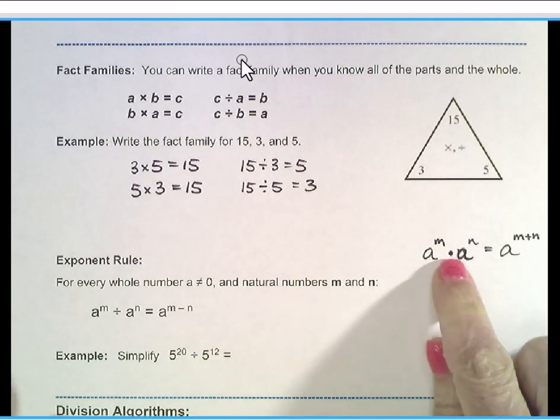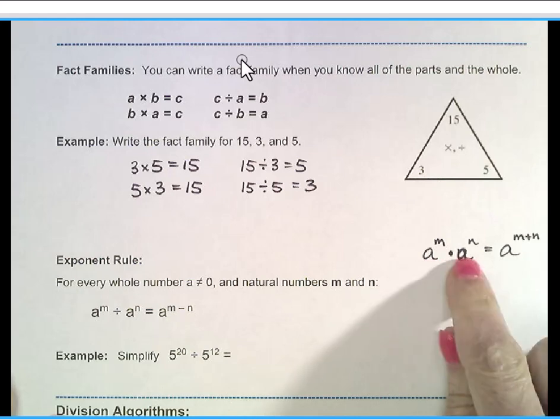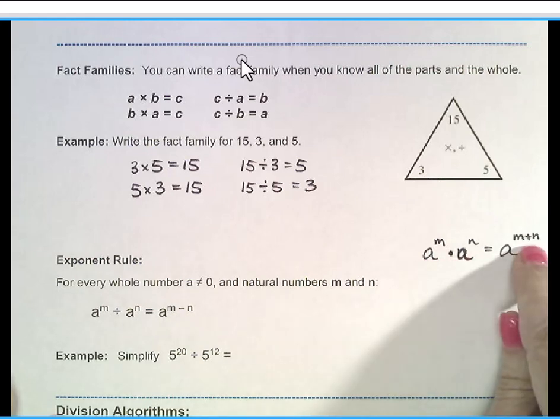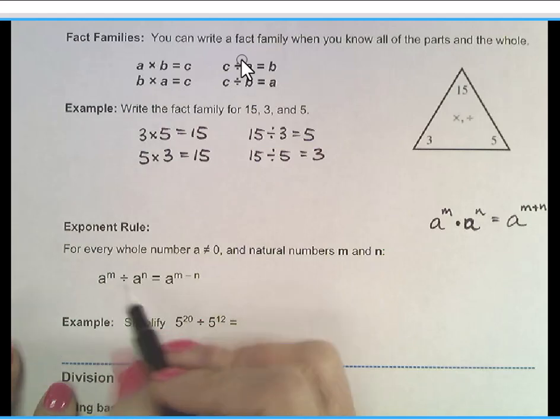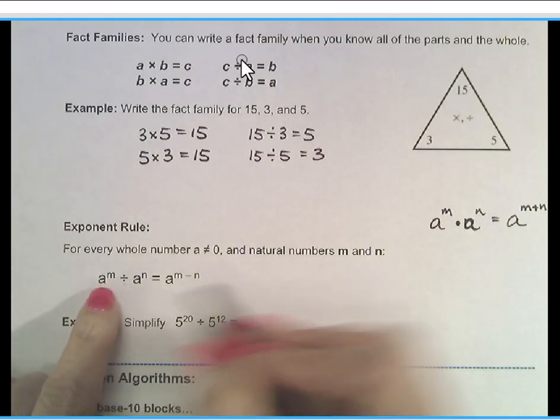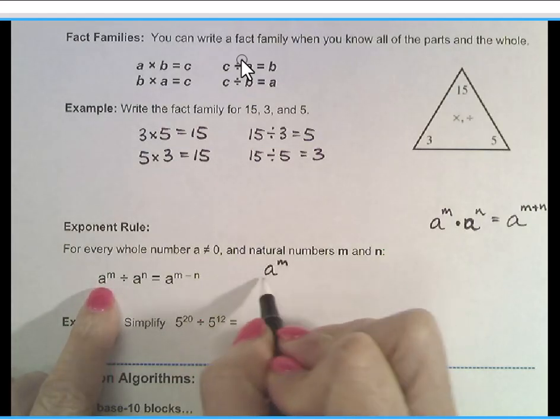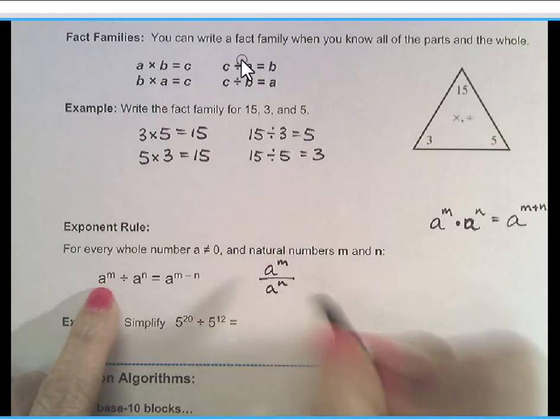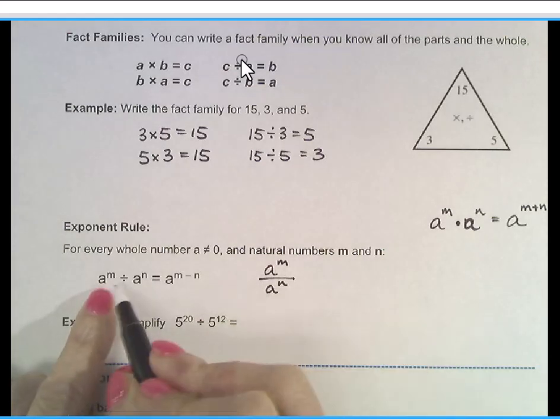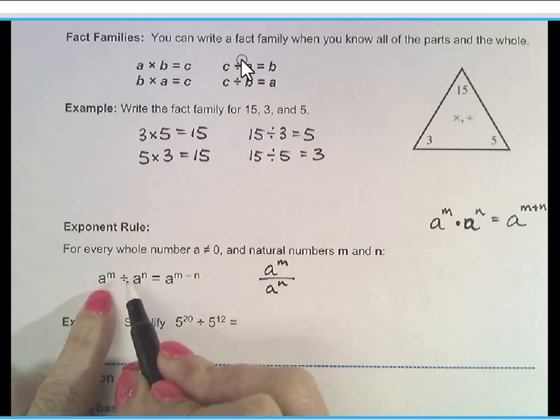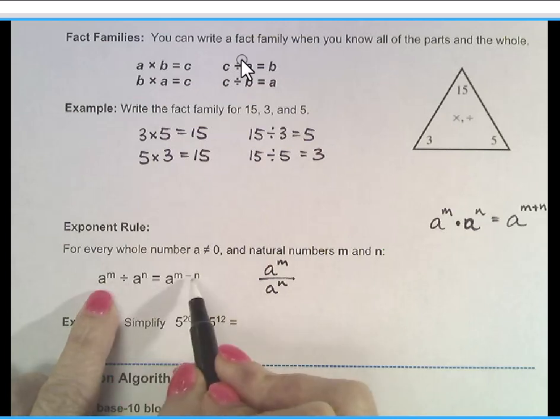If you're going to divide like bases, you would subtract the powers. So that's what this rule says. If you have a to the m, which would look like this, divided by a to the n, either written in fraction form or just written with a division sign, when you divide like bases, you subtract the powers.